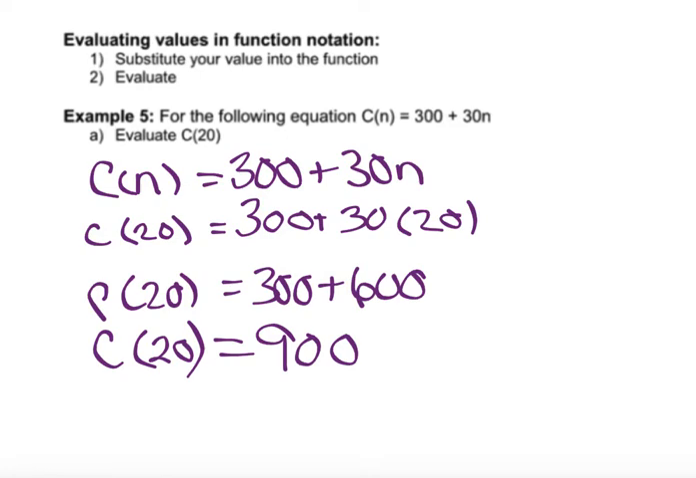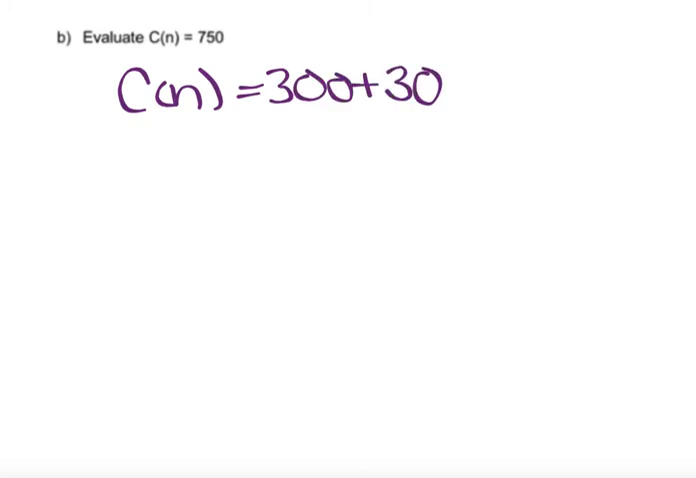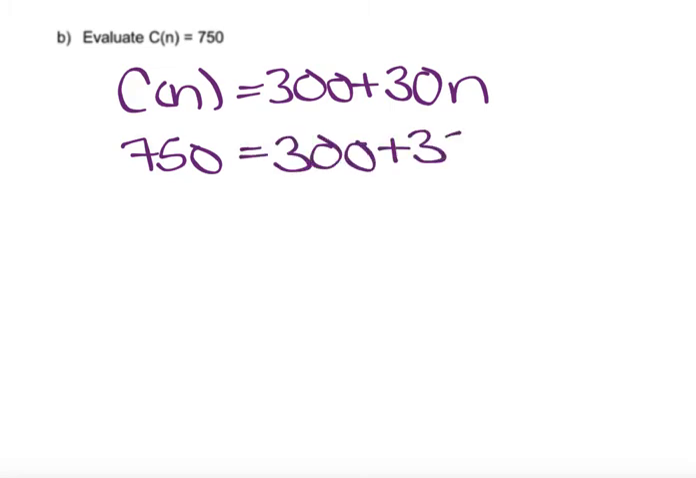Now we can look at this the opposite direction as well, and we have c of n is equal to 750, which means that your entire function equals 750. So I can write c of n was still 300 plus 30n. But now I'm being told c of n is 750, so I'm going to replace the entire value of c of n with 750. I'm going to leave the other side the same. And now what I'm going to do is solve for n. So I want to isolate that variable.